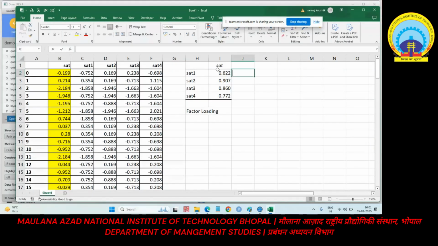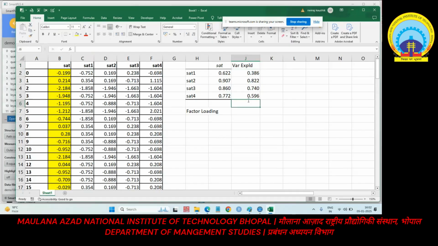Now, if I just take its square, what will it become? This is R square. And what is R square called? Coefficient of determination. Or the variance explained? Variance explained, yes. R square is the variance explained. How much is common between the two?